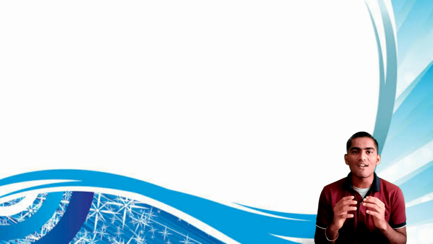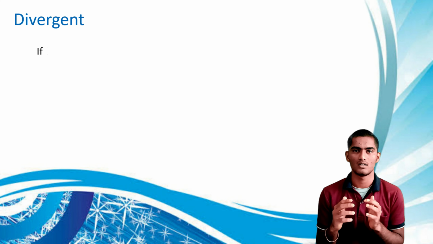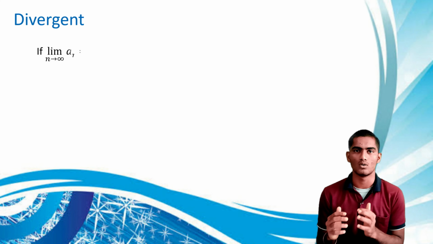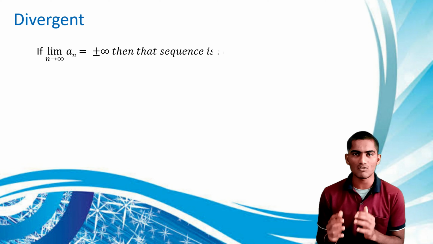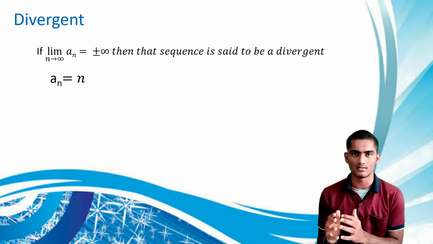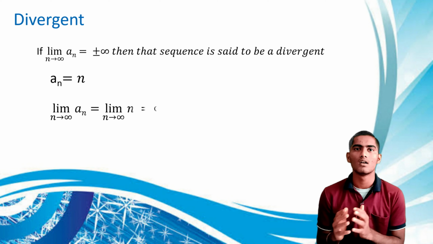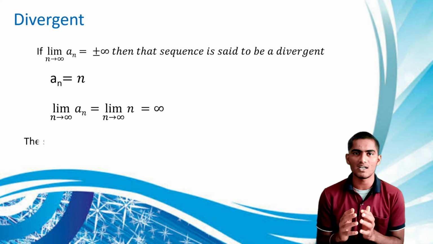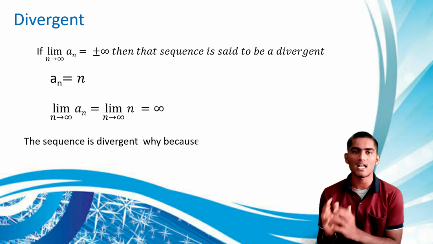Next one is divergent. If limit n tends to infinity An equals plus or minus infinity, then that sequence is divergent. For example, nth term of sequence is n. Applying limit to the nth term, limit as n tends to infinity n equals infinity. This sequence is divergent.